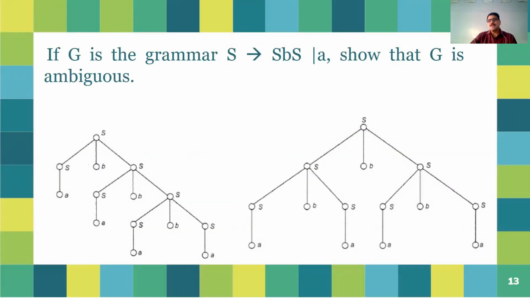So now let's start with one more example. In this case, suppose a grammar is given to you, that is G, given as S to S, B, S and A. Now you have to prove whether this grammar is ambiguous or not.